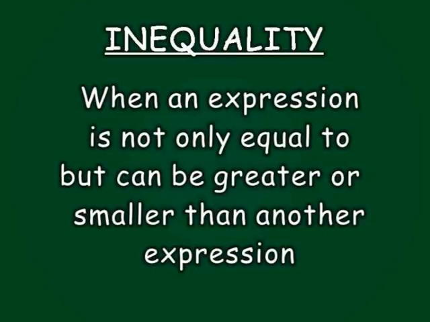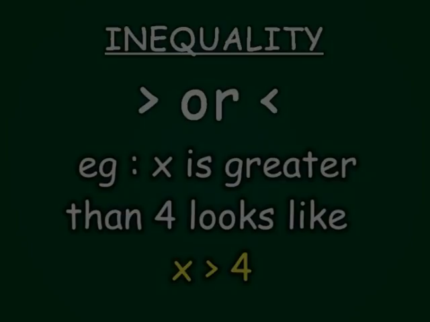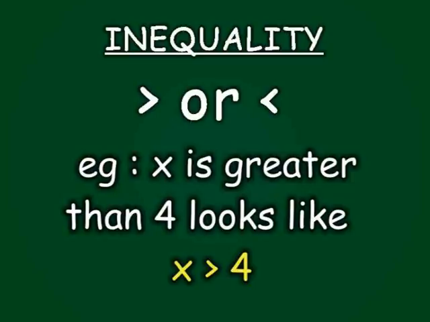Inequality. An inequality is when an expression is not only equal to, but may be greater than or smaller than another expression. Greater than sign or less than sign denotes which side is bigger. Example, x greater than 4. Notice which way the sign is facing. It's almost like an open mouth or a Pac-Man mouth, and the mouth is facing the bigger side.